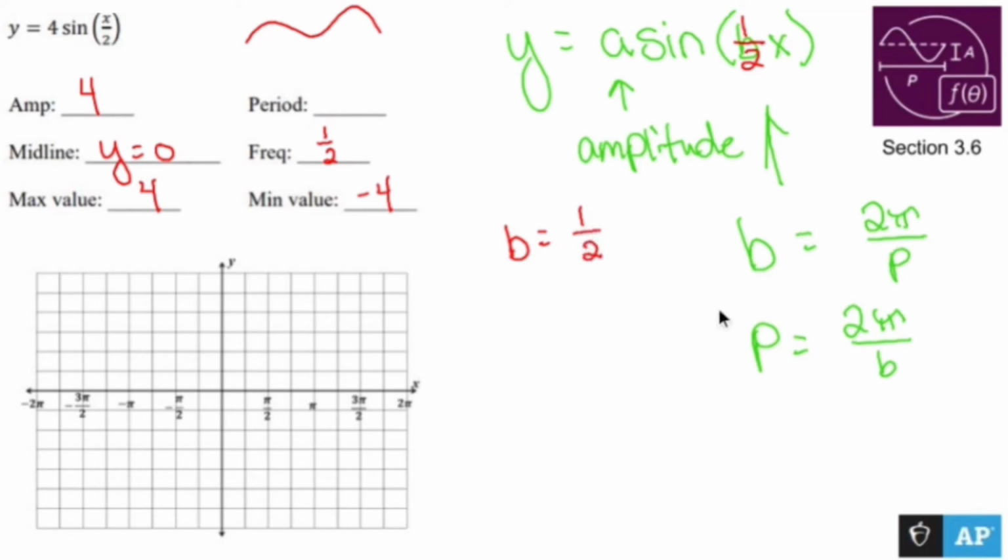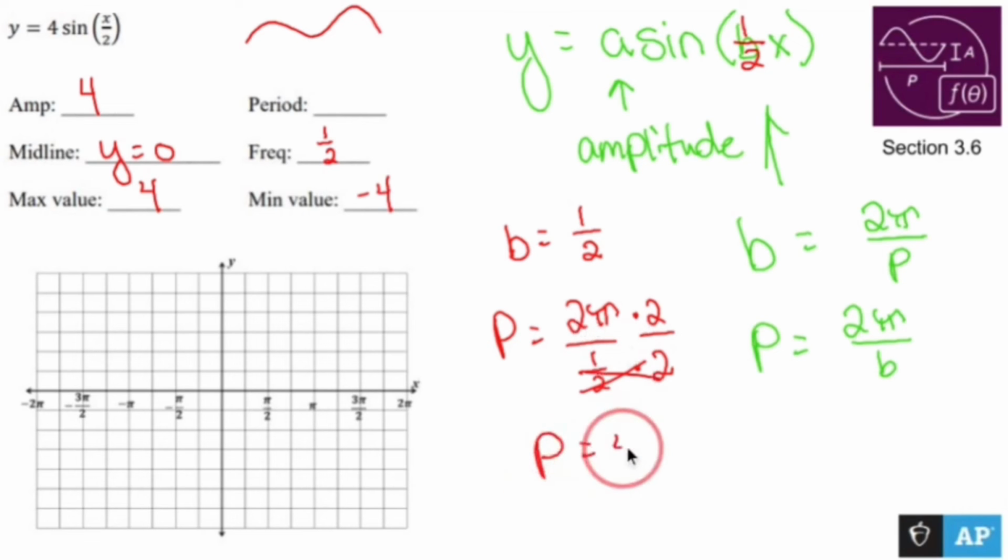Now, I can find my period by doing P equals 2 pi over 1/2. I don't like dividing by a half, so let's multiply the top and the bottom by 2. You're allowed to do that because it equals 1. That crosses out, because a half of 2 is 1, and 2 pi times 2 gives me a period of 4 pi.